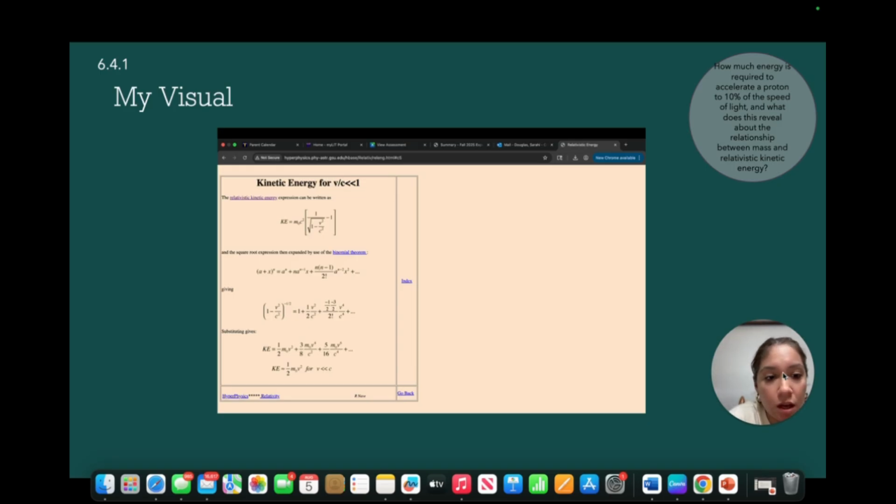I used this version of the formula because the regular kinetic energy equation doesn't work well when you're dealing with speeds close to the speed of light. And this screenshot helped me understand what each part of the equation means and why I needed to use it for my question.